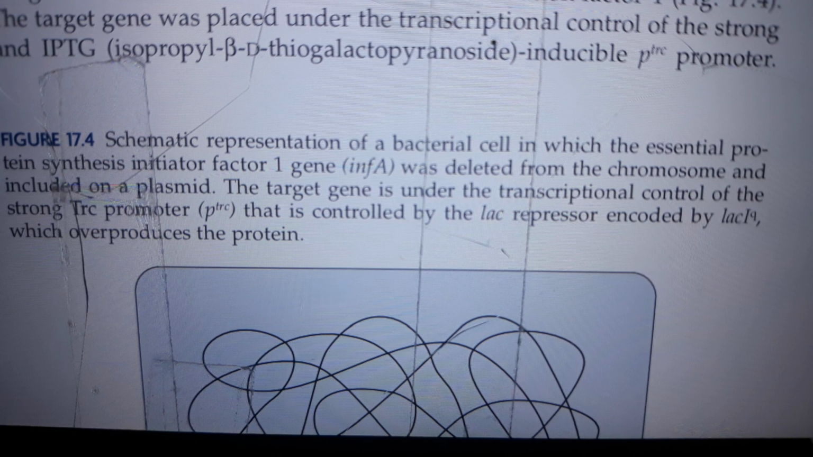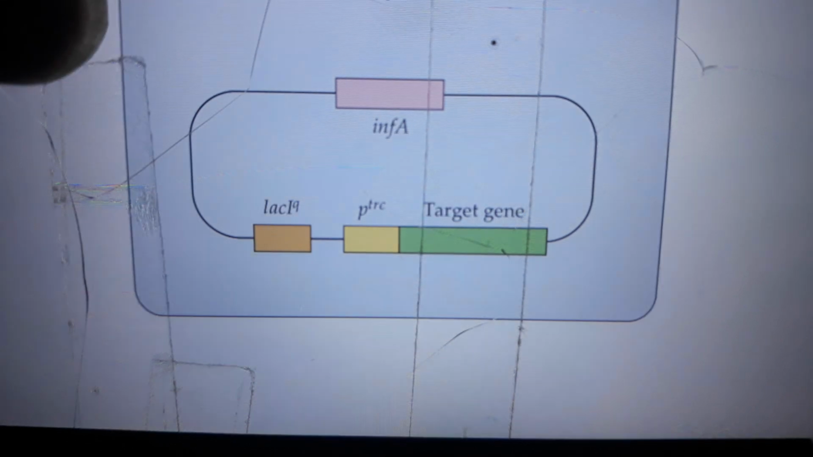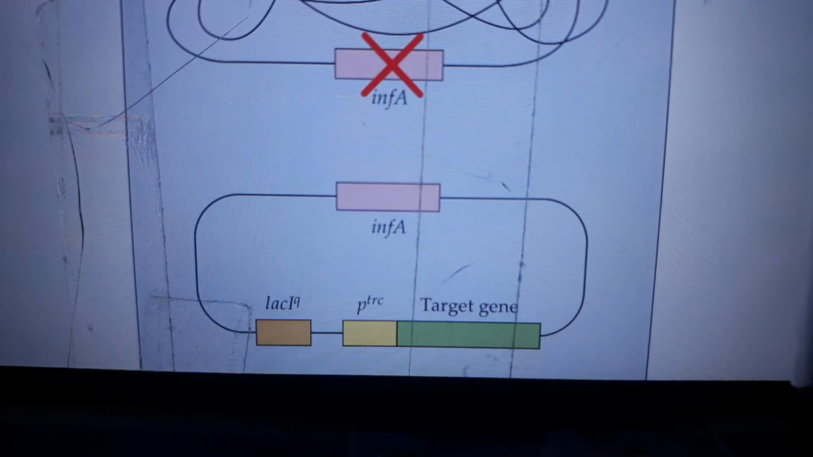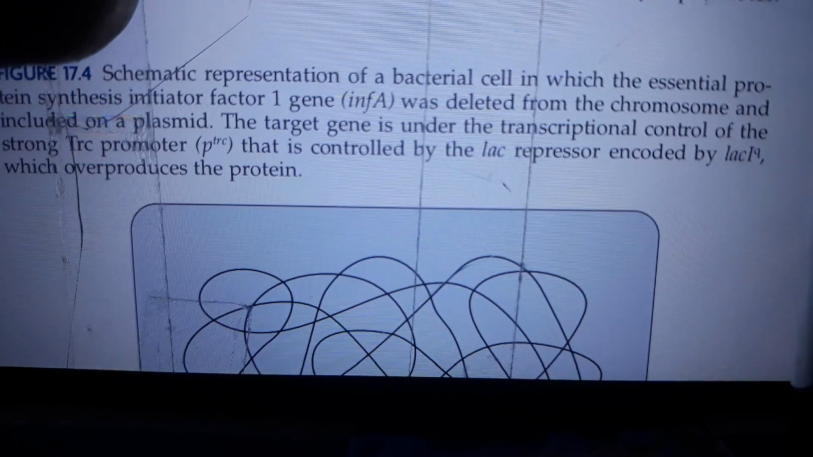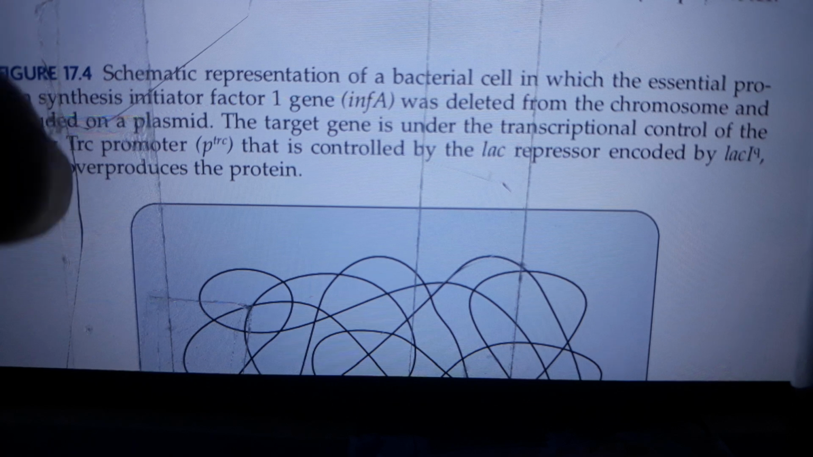This is a schematic representation of a bacterial cell in which the essential protein synthesis initiation factor 1 gene, infA, was deleted from the chromosome and included in the plasmid. The target gene is under transcriptional control of the strong PR promoter. PR is controlled by the lac repressor encoded by lacIQ, which overproduces the protein. Have a look at this. Take screenshots.